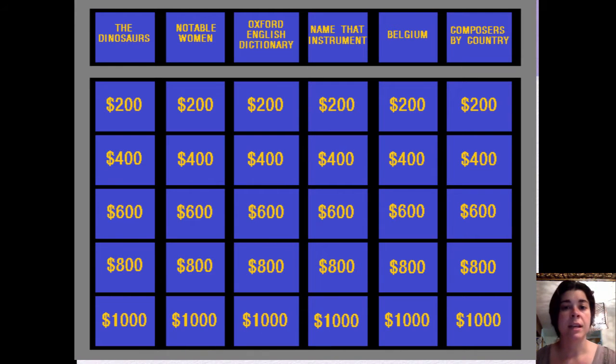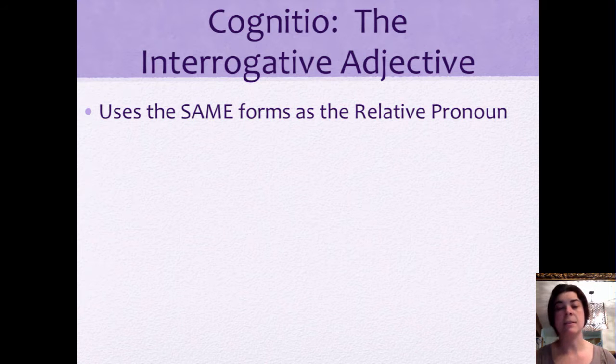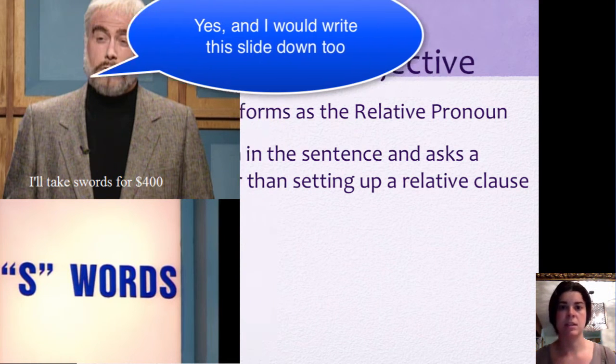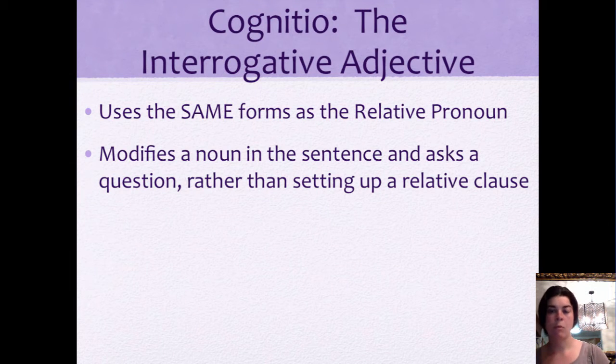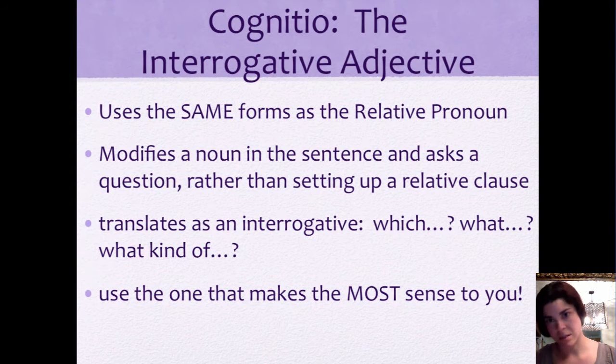Now, the interrogative adjective is going to use the same exact forms as the relative pronoun. The only difference is going to be its function. It's going to modify a noun in the sentence and ask a question rather than setting up a relative clause, which is a subclause that describes what it's modifying. So that's the big thing. It translates like an interrogative: which, what, or what kind of, and you can pick and choose which of those translations makes the most sense given the context of the phrase that you're translating.